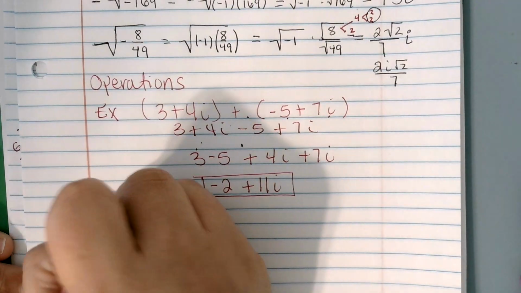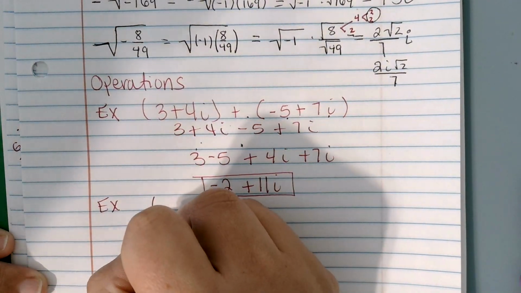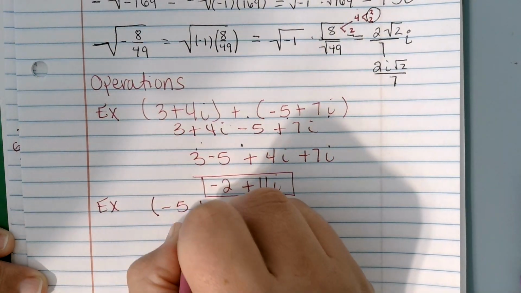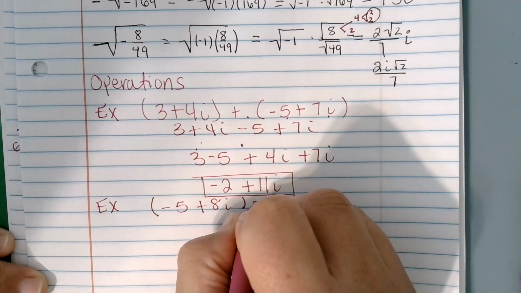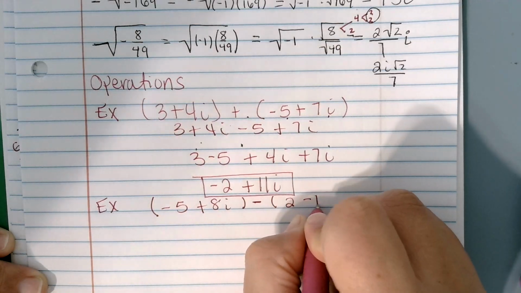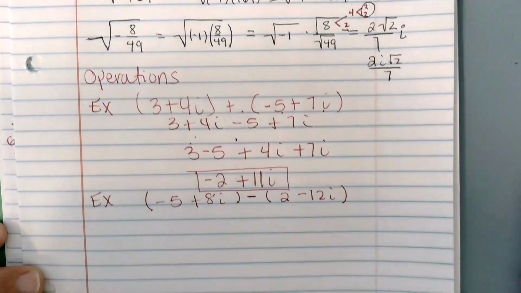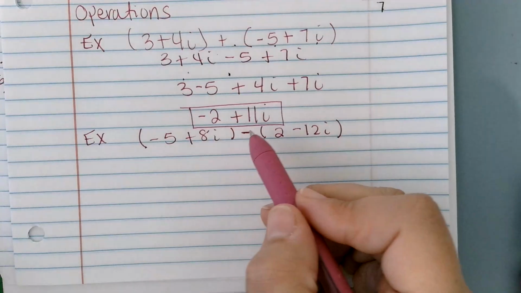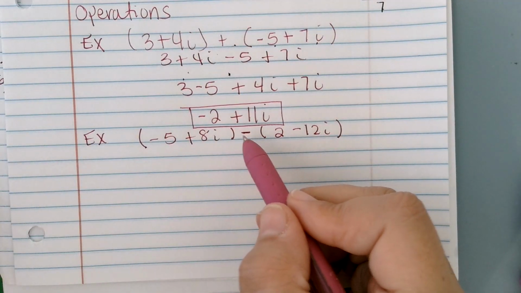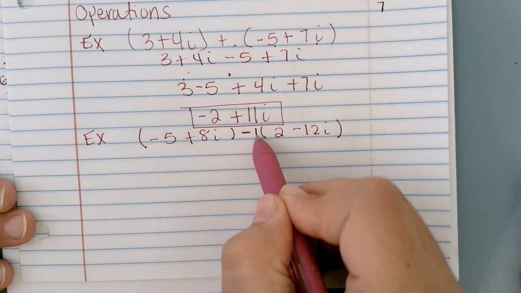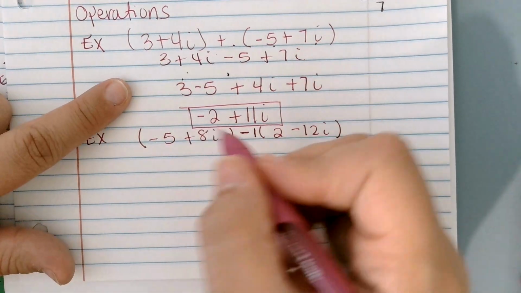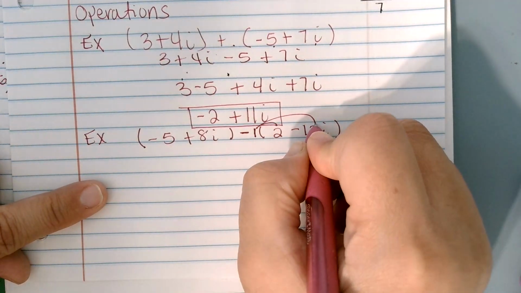But be careful, sometimes I can throw in a little trick. So what if I did negative 5 plus 8i minus 2 minus 12i? This gets a lot of people. Don't let me get you with it. This minus is really a multiplication of negative 1. So before I can drop my parentheses, I need to distribute that negative 1.